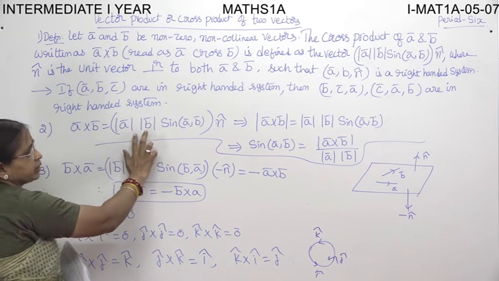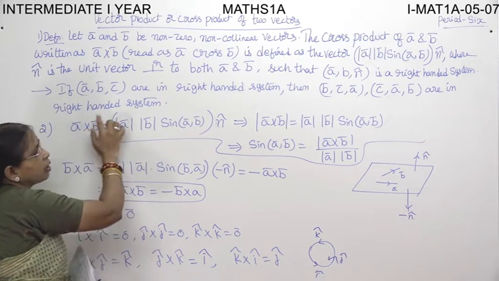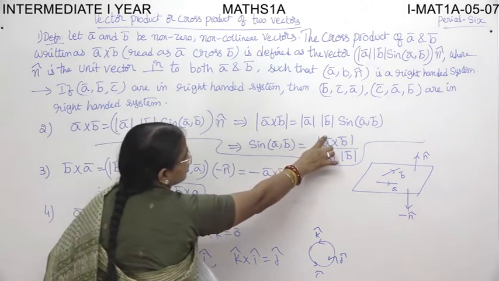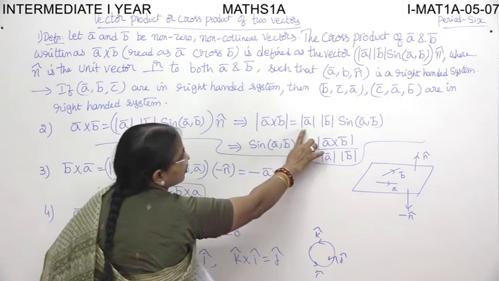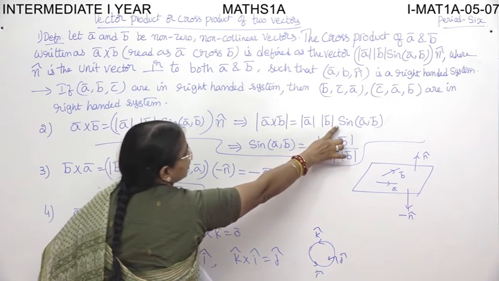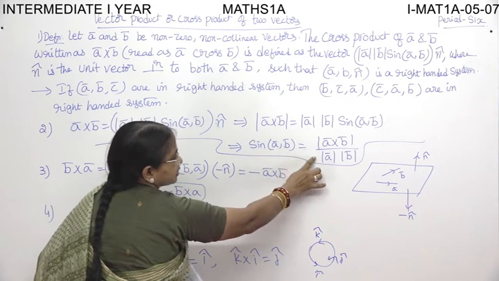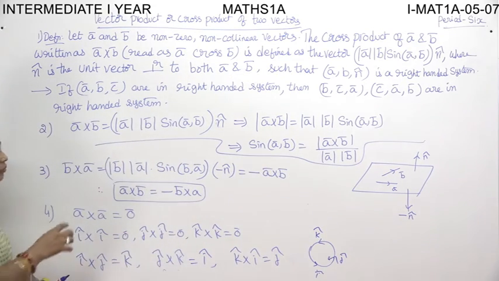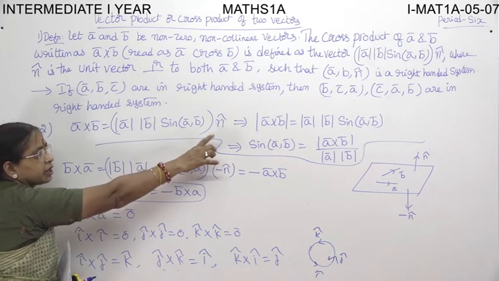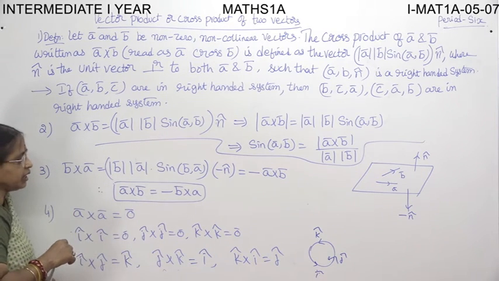So A cross B, this is the definition. When you take the modulus of it, mod n cap is 1. So the formula for mod A cross B is this. From this, you find the sine of the angle between A and B. Learn this formula: mod A cross B, sine of angle between A and B.